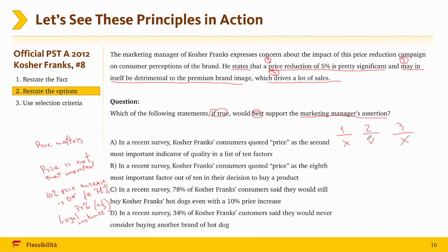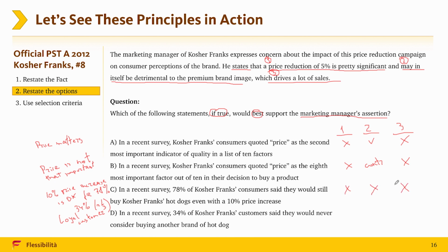B, price is not that important. This is actually a contradiction to what the marketing manager is saying in the second part of the assertion. So I write contradiction and I put a cross in 1 and 3. C, 78% will tolerate a price increase of 10%. This does not really tell us much because we don't know if they would tolerate a price reduction of 5% rather than a price increase.